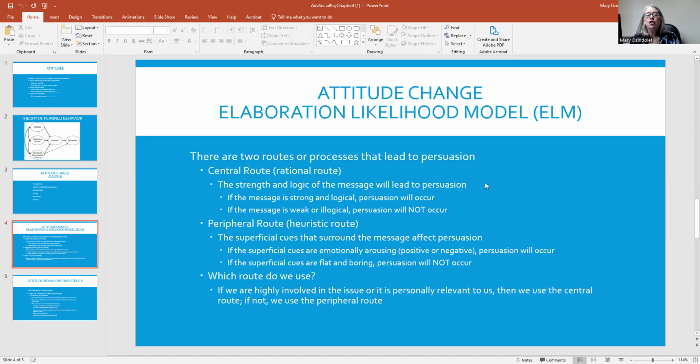Okay, another huge model that helps us understand attitude change is the elaboration likelihood model. This is done by Petty and Cacioppo. This model is so important that if you've even had an undergraduate class in social psychology, people are going to expect that you know about this model. So definitely having had a graduate level course in it, people are going to expect you know it.